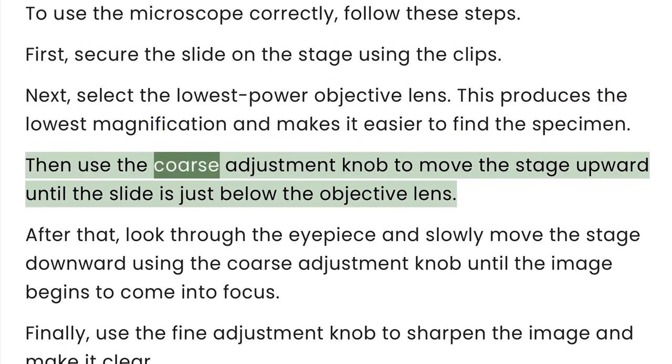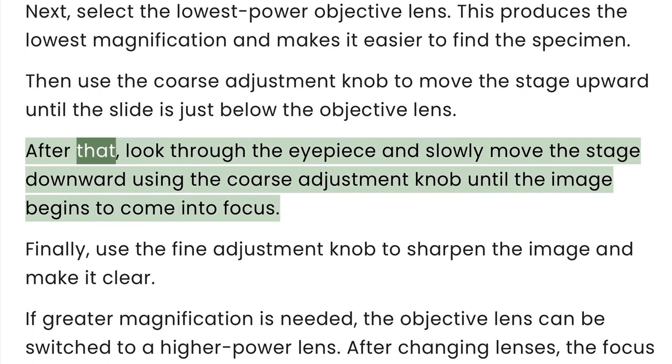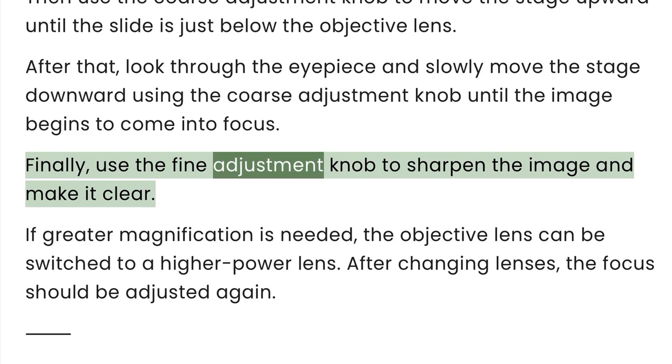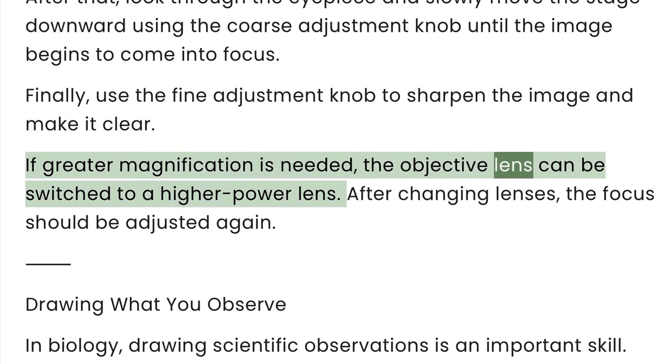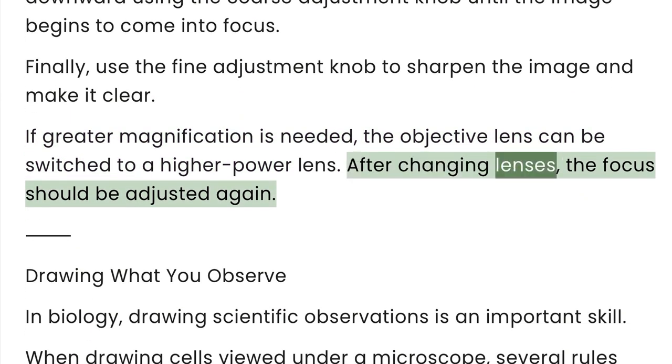Then use the coarse adjustment knob to move the stage upward until the slide is just below the objective lens. After that, look through the eyepiece and slowly move the stage downward using the coarse adjustment knob until the image begins to come into focus. Finally, use the fine adjustment knob to sharpen the image and make it clear. If greater magnification is needed, the objective lens can be switched to a higher power lens. After changing lenses, the focus should be adjusted again.